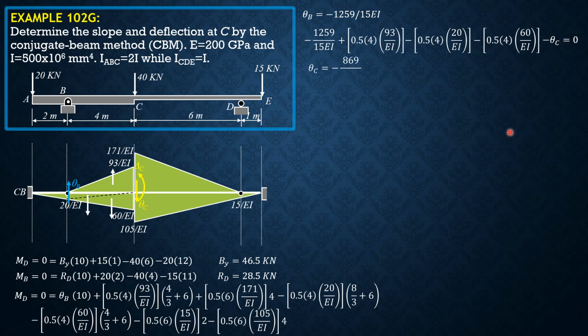Theta C is equal to negative 869 over 15 EI, and EI is 200 gigapascals times 500 times 10 to the 6. By experience, that's 100,000 kilonewton meter square. So therefore, theta C is negative 869 over 15 times 100,000. So theta C in radians is negative 5.793 times 10 to the negative 3 radians. Or you just leave it that way, that's interpreted in radians.